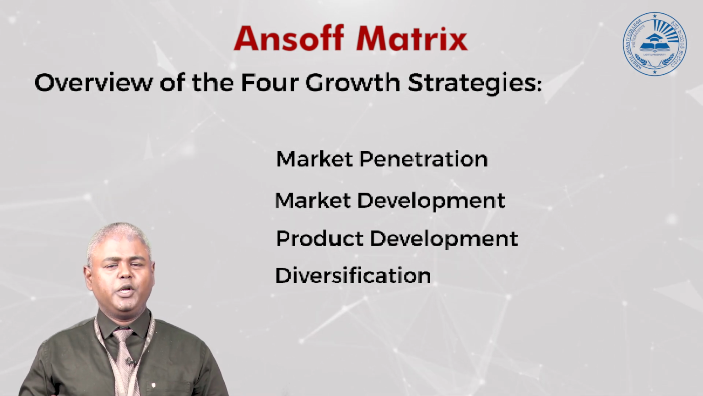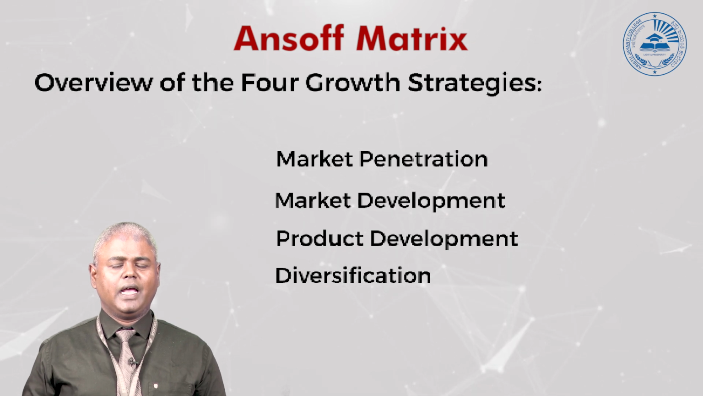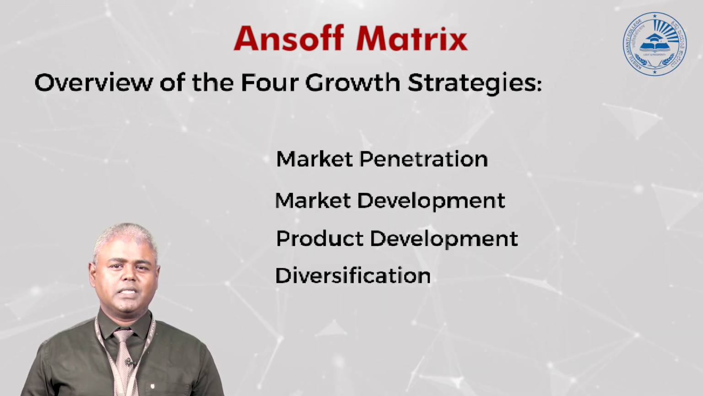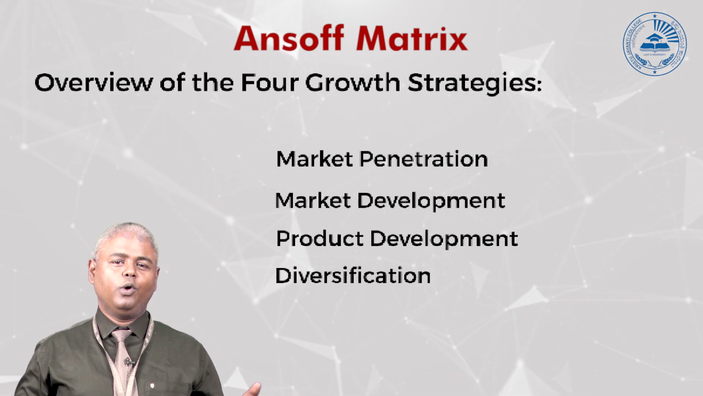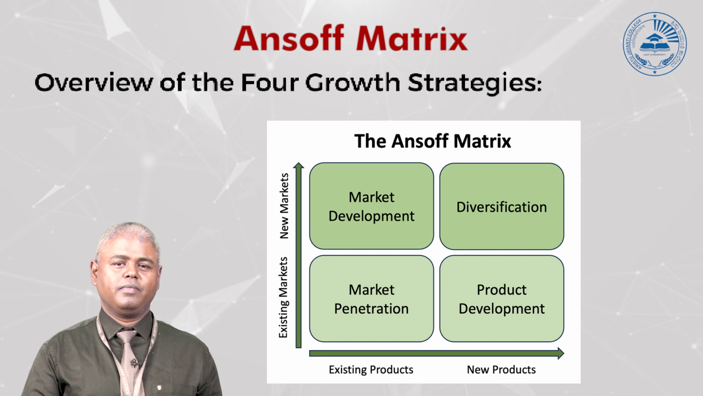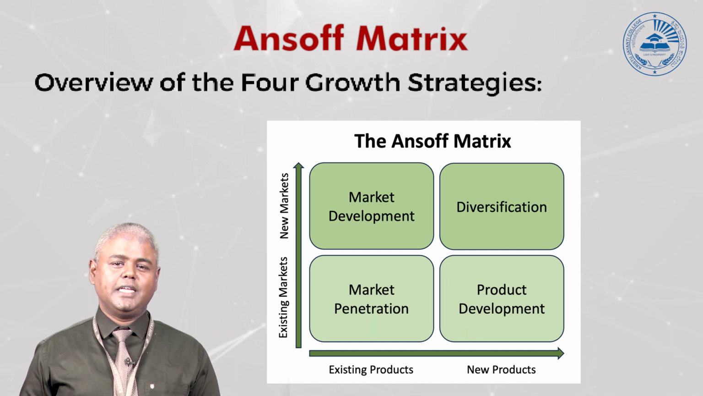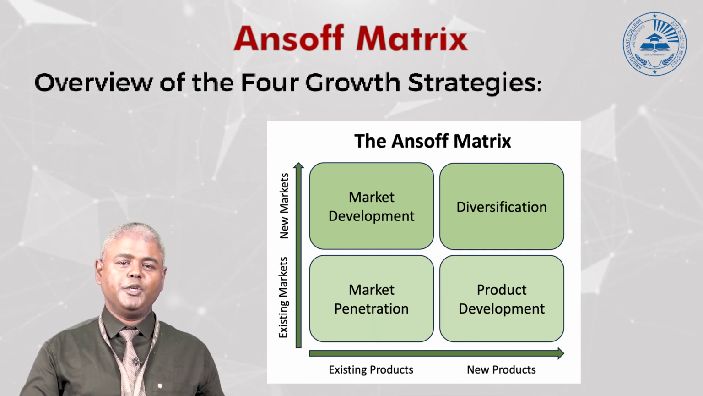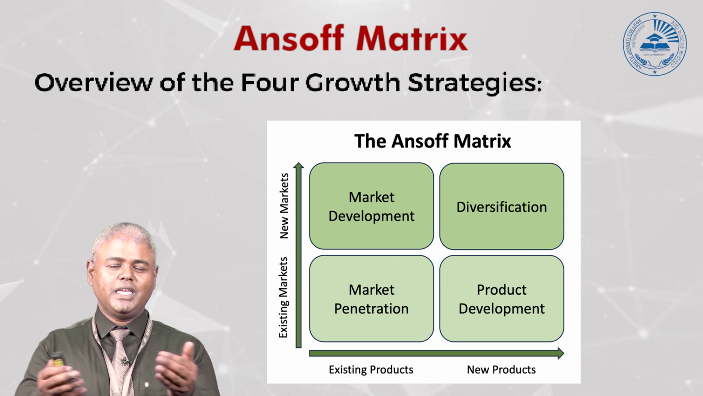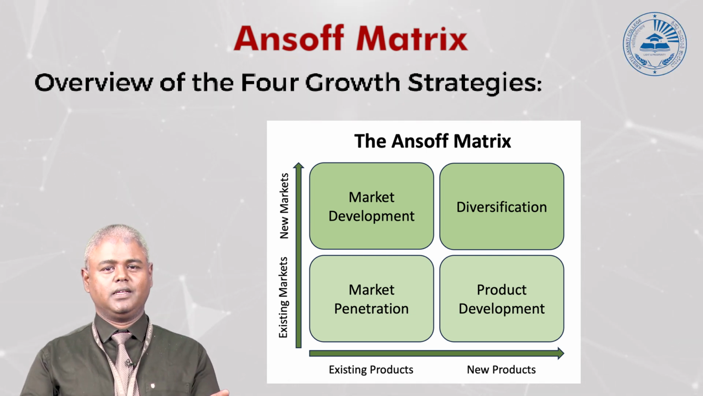Before getting into the explanation and an example, as you know, these 4 components work with 2 areas. One is the existing market and the existing product, and the other one is the new market with the new product. So when you see this matrix, you can very well understand.